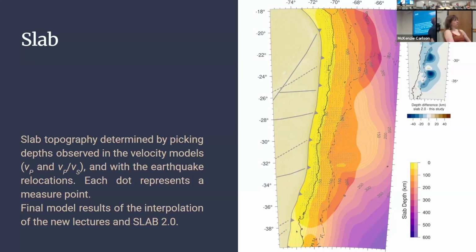Other interesting thing is this. So this is controlled by very few points here, so we don't have much control, but in this area, we have a very interesting structure in the seismicity.